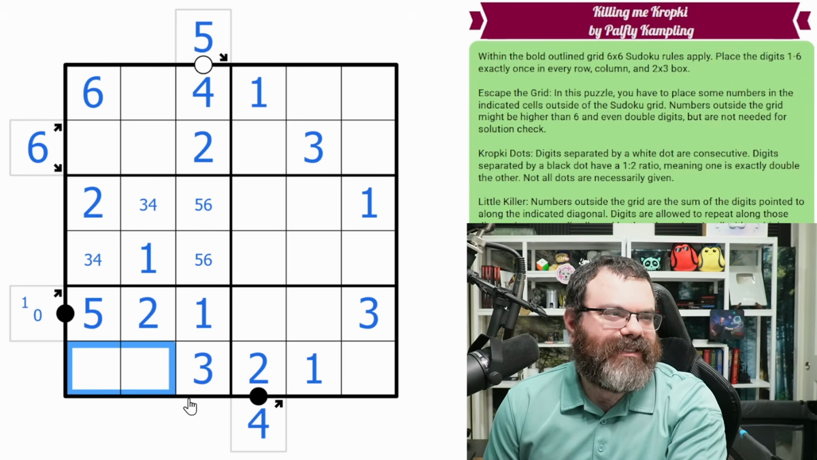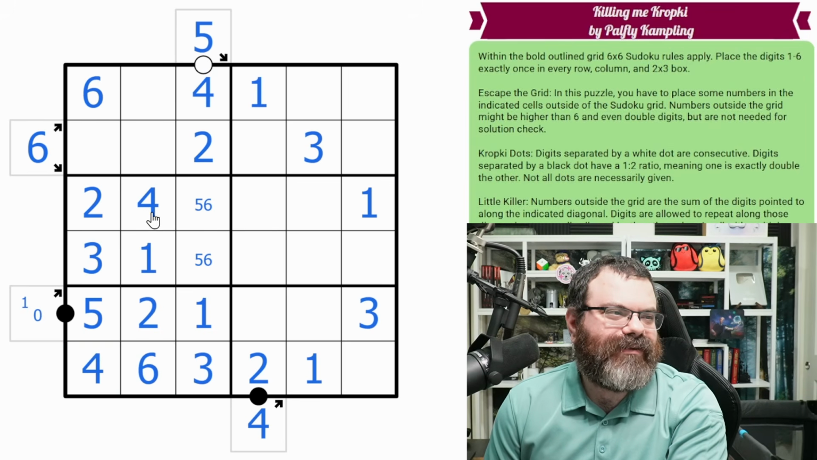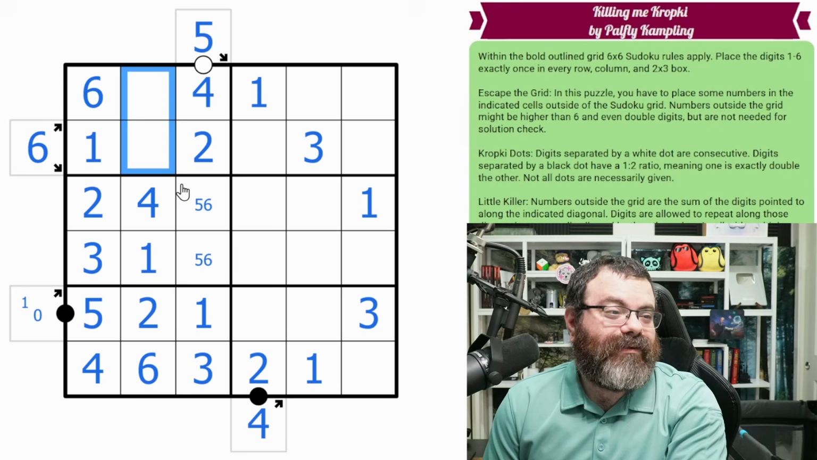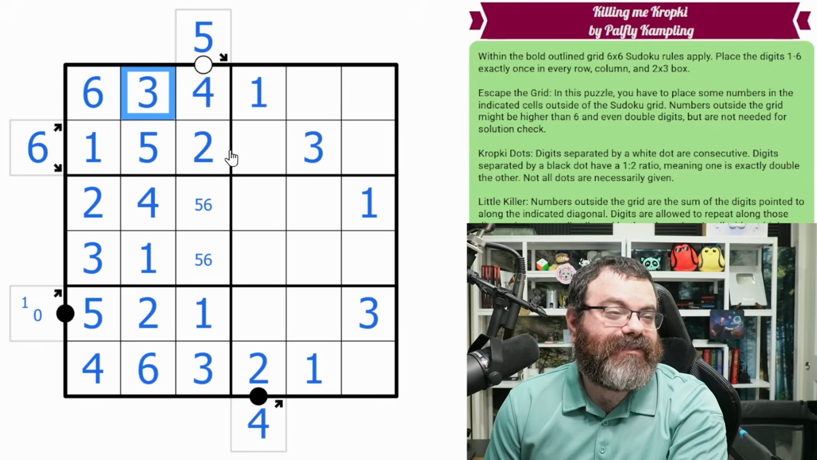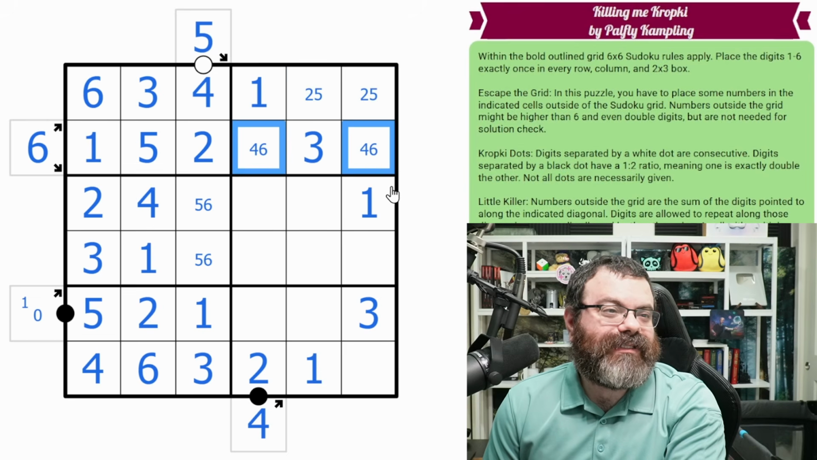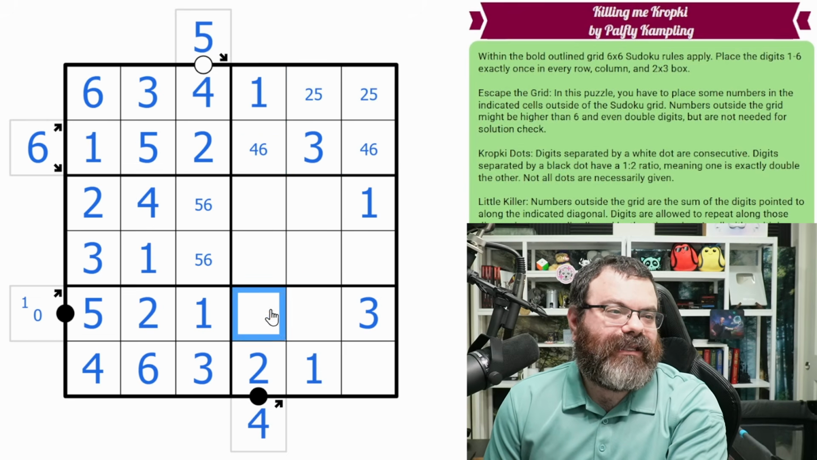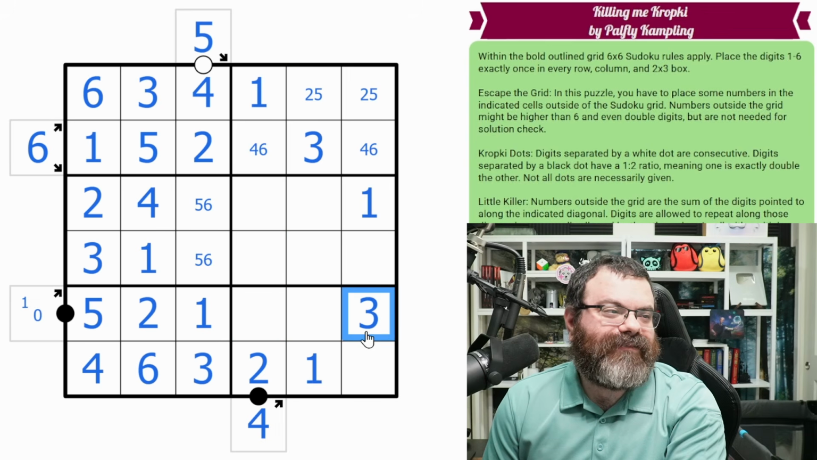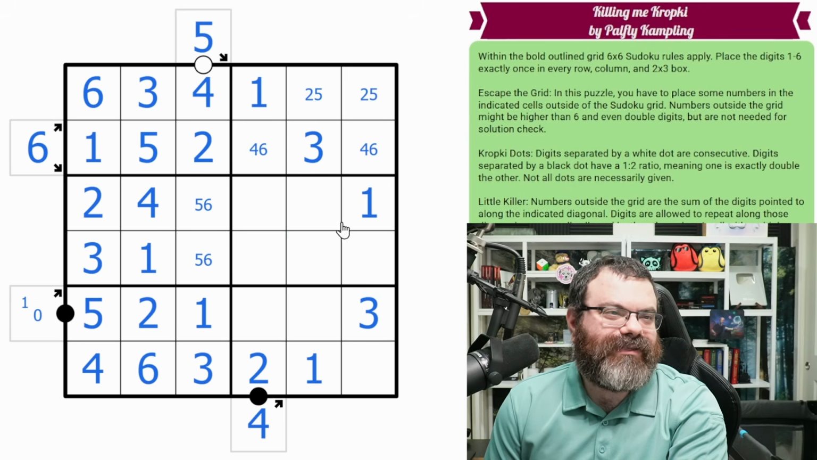We need a 4 and a 6 here, so that's 4 and that's 6. That's 3 and 4. This is a 1. Over here we have 3 and 5. That's 5, that's 3. Over here we have 2 and 5. Here we've got 4 and 6. All right, I think I've done all the little killers, so I think it's just Sudoku at this point.